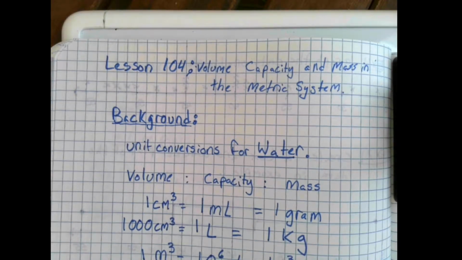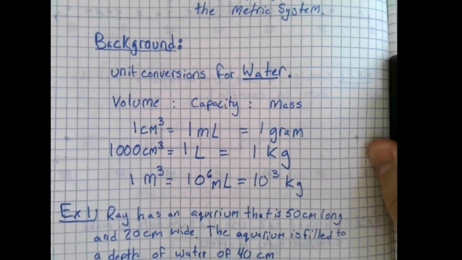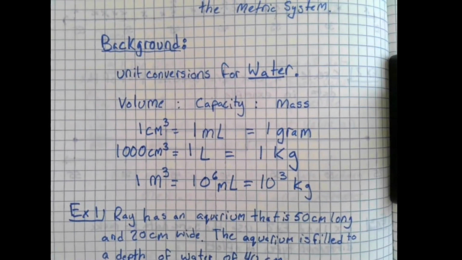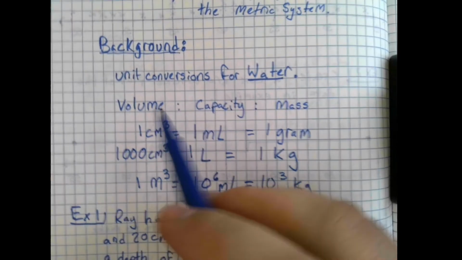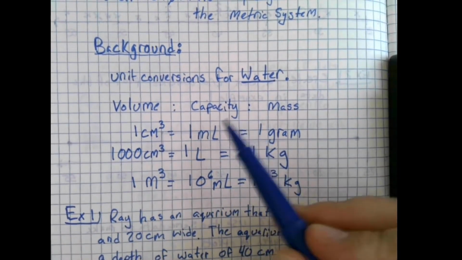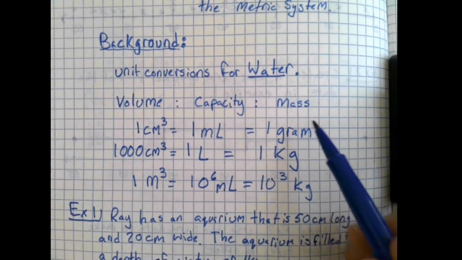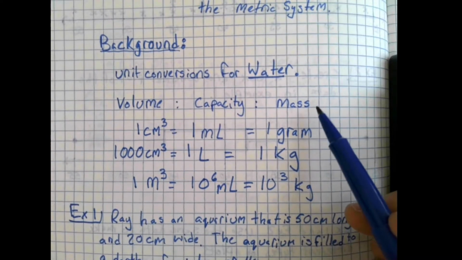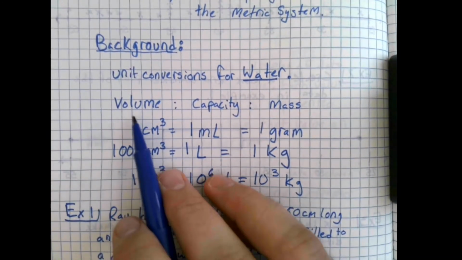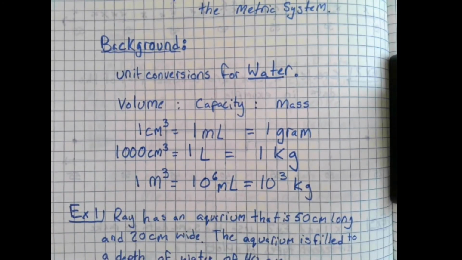Welcome to Saxon Math, Course 3, Lesson 104, Volume, Capacity, and Mass in the Metric System. Now, we're going to be talking today about unit conversions for water. We're going to be going between volume, capacity, and mass. Volume is the space inside of a shape. Capacity is the amount of liquid a shape could hold. And mass is the weight of that liquid. So we're talking about a shape's volume, its capacity, and its mass when it's filled with water for today's lesson.